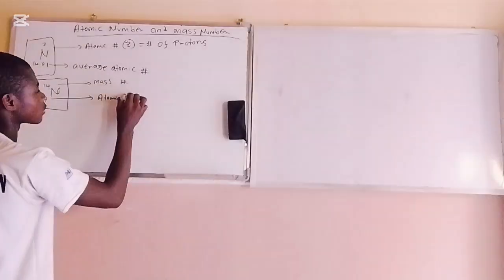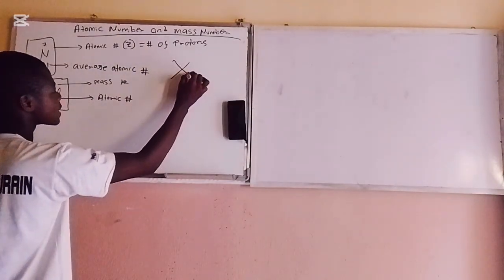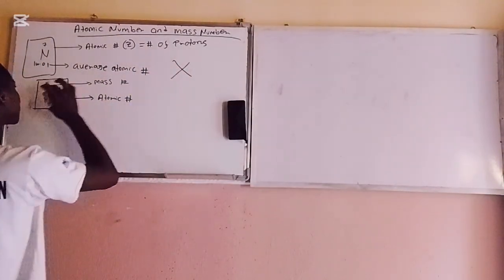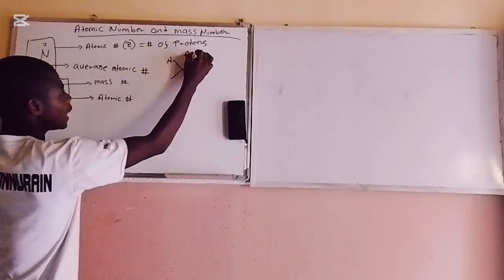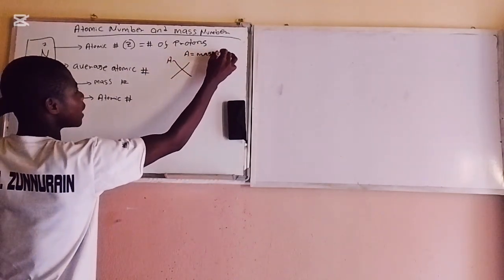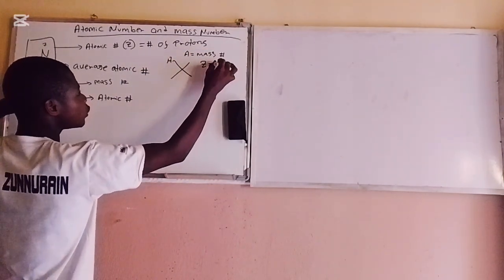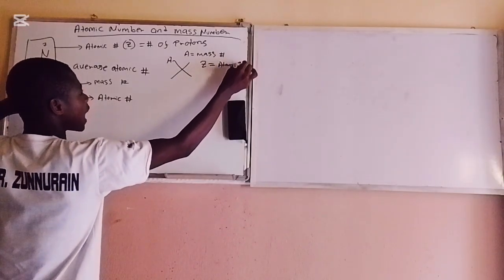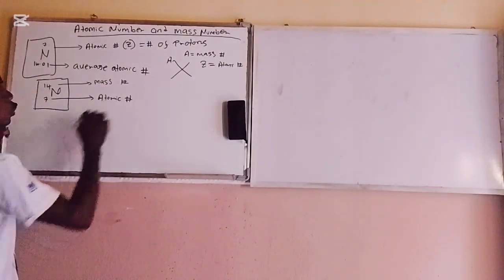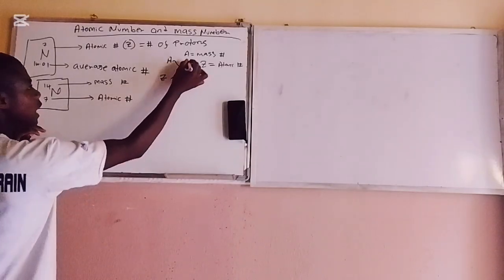Like this, let's say we have X. This is the mass number, which we indicate as A. A is our mass number, and Z is our atomic number. So this is Z, and this is what?